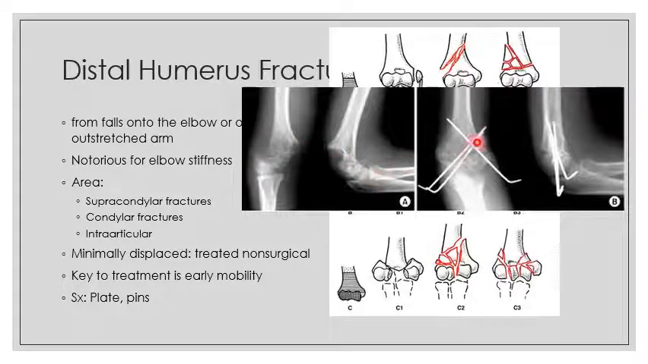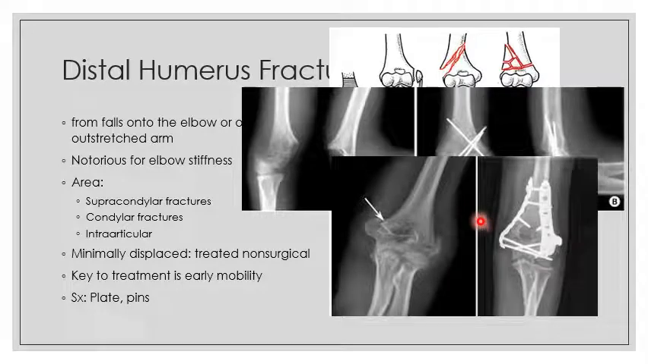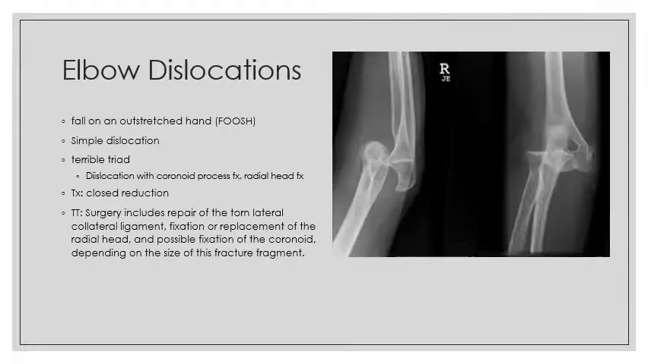So it's being fixed with pins. After we fix it with pins, the patient can move the elbow even the next day. This is an example of a bicondylar fracture with some involvement of the articular surface. So we do 2 plates, one on each side, and the goal again for this patient is early mobility.